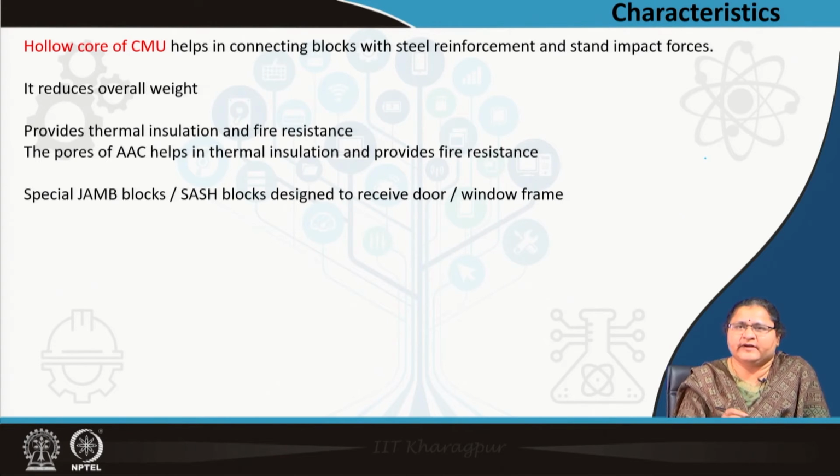The hollow block advantage is, as you saw, the units are much lesser in weight compared to the solid blocks. They provide thermal insulation because of the air entrapped within the hollows. Similarly, the pores in the AAC block are providing thermal insulation. They also help in fire resistance.